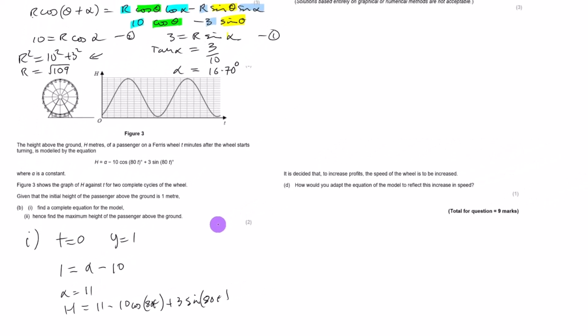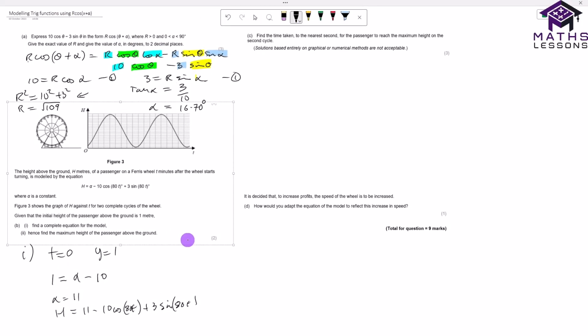And if we want to apply what we know from before to this, the 80t is going to be my theta. So my R is going to be root 109, and I'm going to be taking this away because in here I've got a plus 10 and here I've got a minus 10. So I've got 11 minus root 109 cos(80t plus alpha), which is 16.70 degrees. That's for part 1.